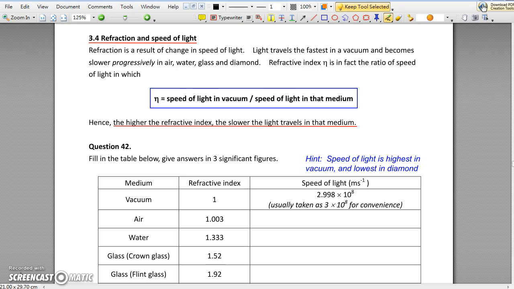We have the refractive index of water to be 1.333, and that equals the speed of light in vacuum, which is 3 times 10 to the power 8, over the speed of light in water, which is v here. Using your calculator, you can easily find it to be 2.25 times 10 to the power 8 meters per second.